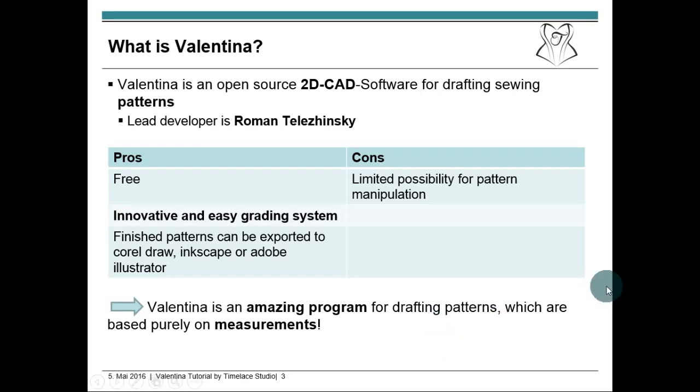So what is Valentina? Valentina is an open source 2D CAD software for drafting sewing patterns, and the lead developer is Roman Telezinski. I put together some pros and cons. So big pro is of course that it's free, but what makes Valentina really outstanding and different from most other pattern making software is that it has a really innovative and easy grading system. This grading system is really amazing, and I'll tell you more about it later.